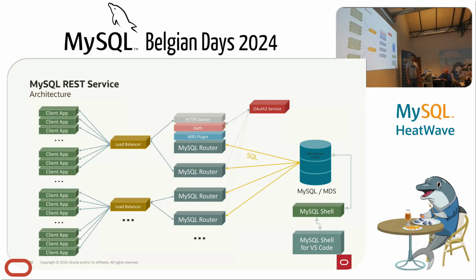This is how the architecture looks. There's nothing special about it. It's the router with an MRS plugin, which supports various authentication services, and the HTTP server waiting, and the router talks with the database. There's also a REST service schema to store information about the REST endpoints.